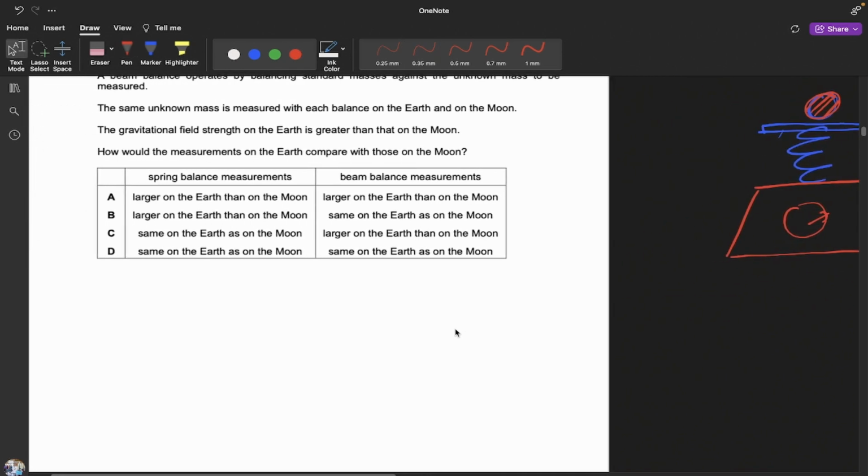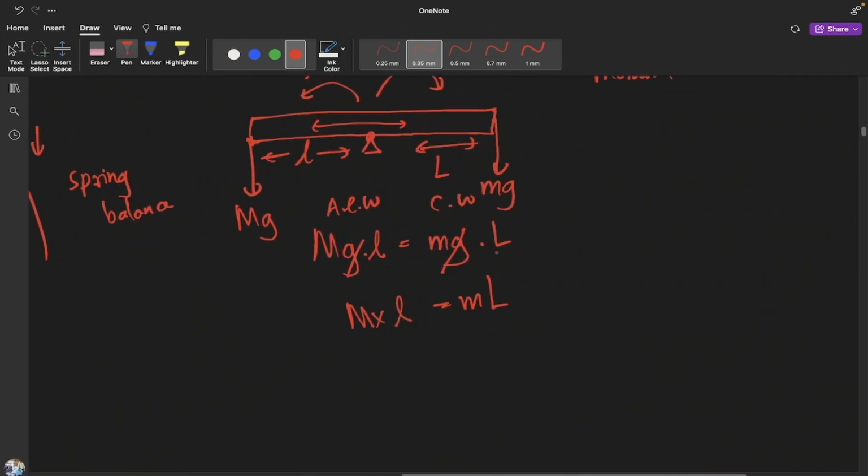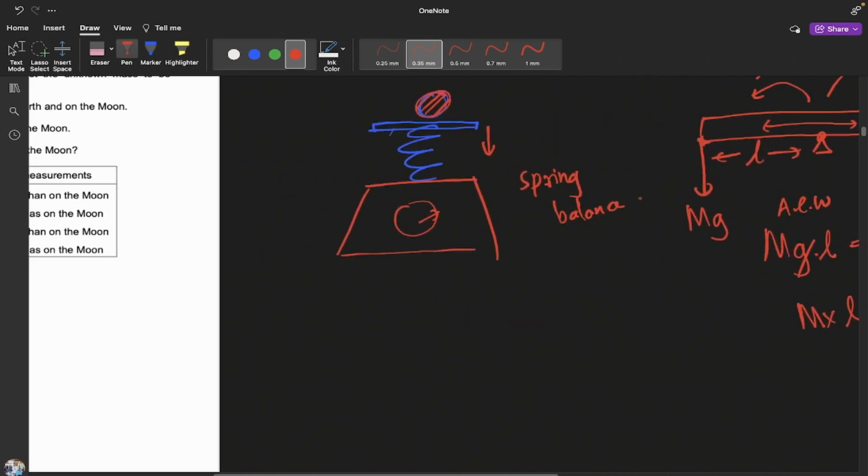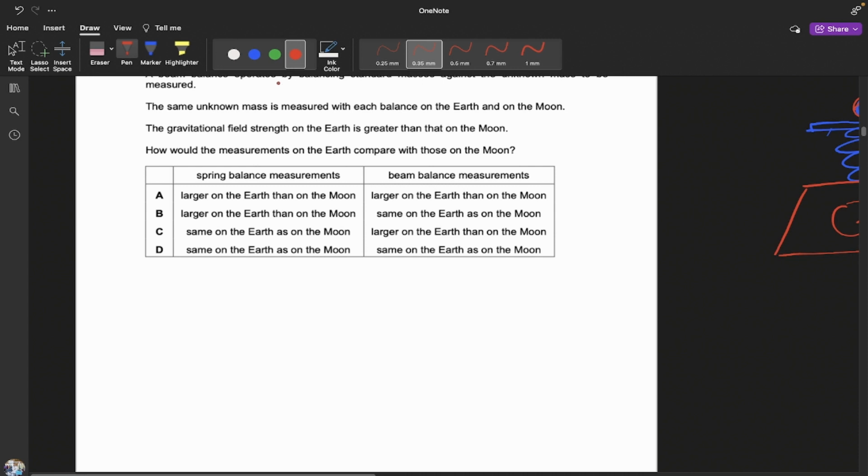That means the gravitational acceleration of the planet is not important for this kind of a system to work, this kind of measuring instrument to work. You don't need gravitational acceleration. Okay, now let's go to the paper.